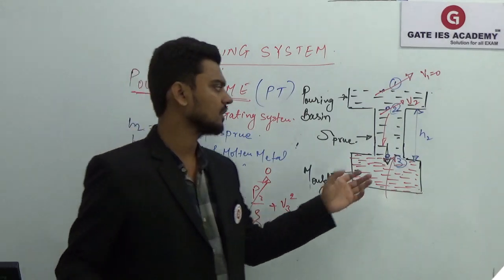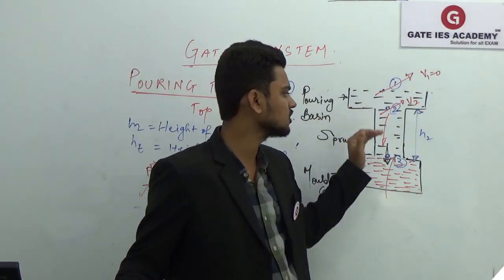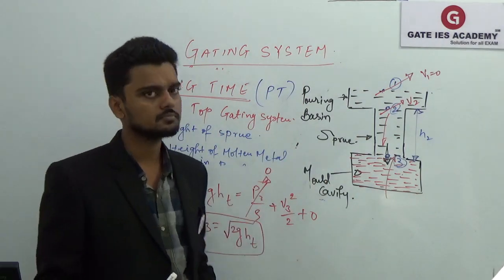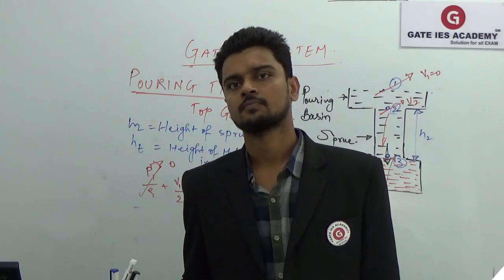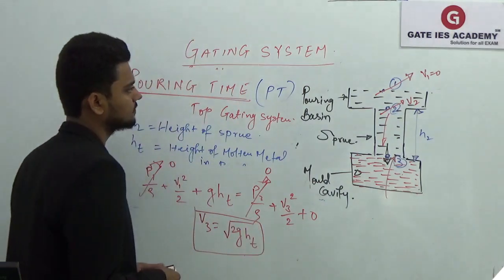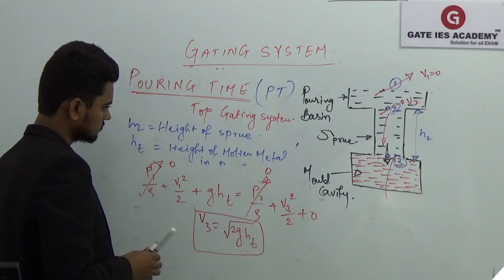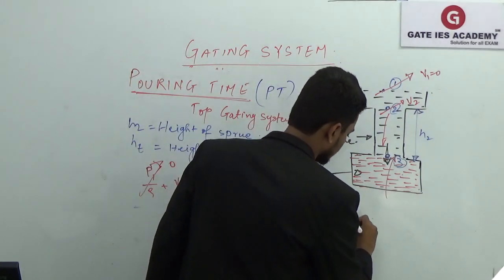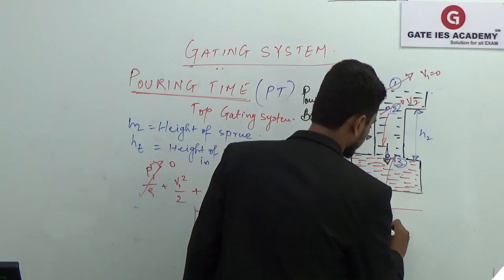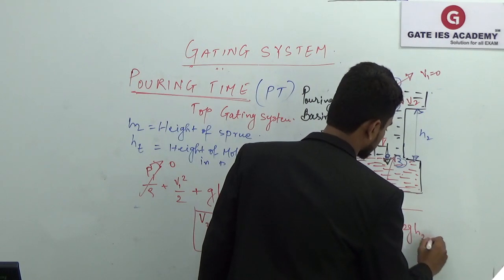Now they will tell you to find out the velocity at the exit of the sprue. How will you find out? Just apply the Bernoulli equation at section 2 and section 3. Simple. By keeping the pressure equal to atmospheric pressure in order to avoid that aspiration effect. So if you apply the Bernoulli equation at section 2 and 3, you will get V3 equal to square root of V2 square plus 2G H2.